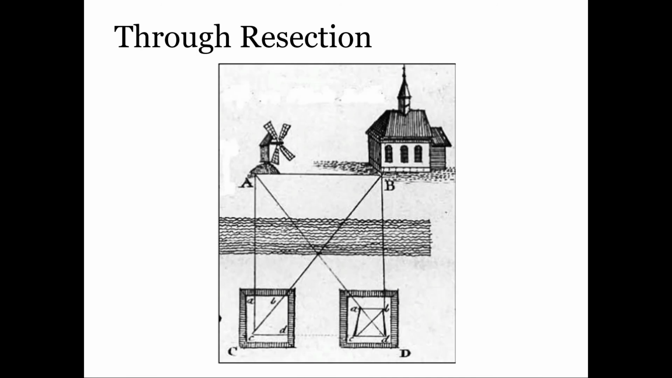One last application is to use the plane table as a resection device. In this case, we might want to know the distance from a windmill, point A, to the corner of a church at point B. And due to the river, we may not be able to get across to actually measure either the angle or the distance from point A to point B. However, on our side of the river, we can know the distance and angle from point C to point D. And so using a process of resection, we'll be able to infer A and B.